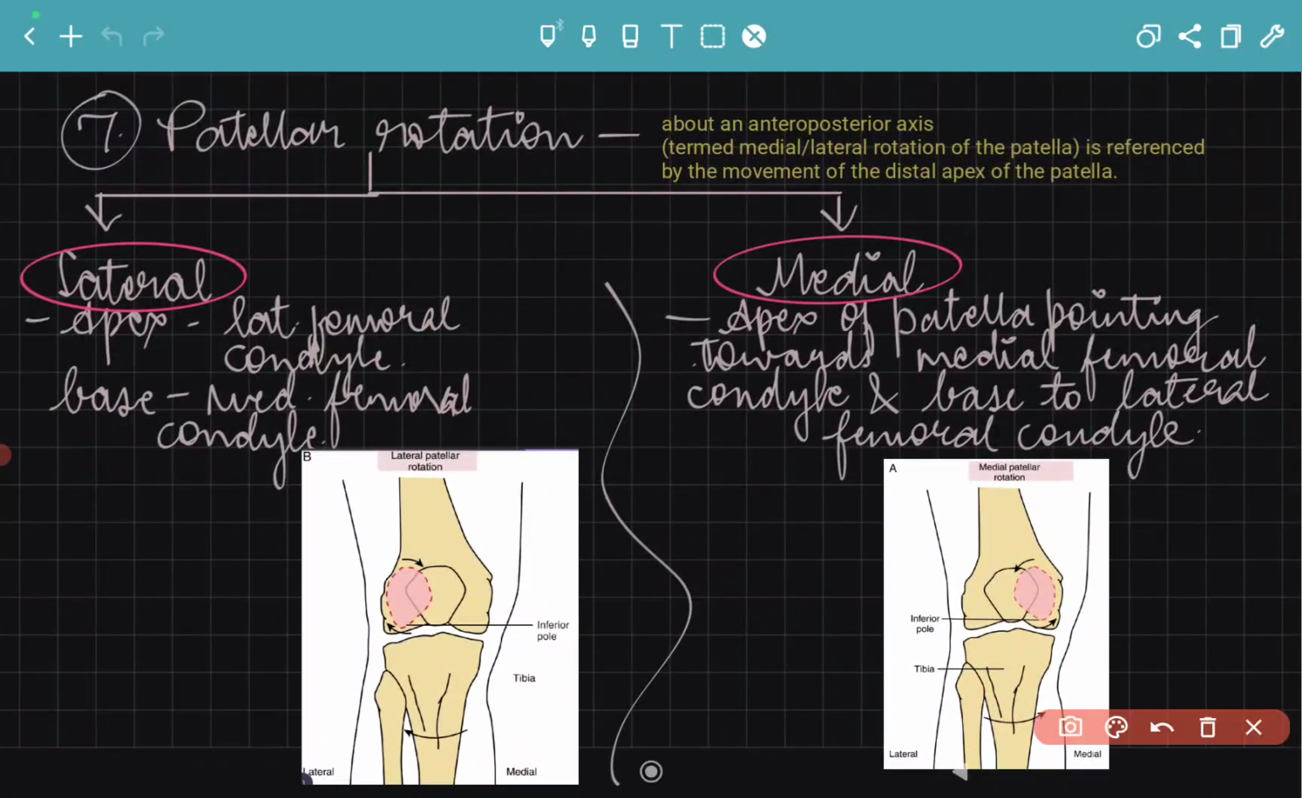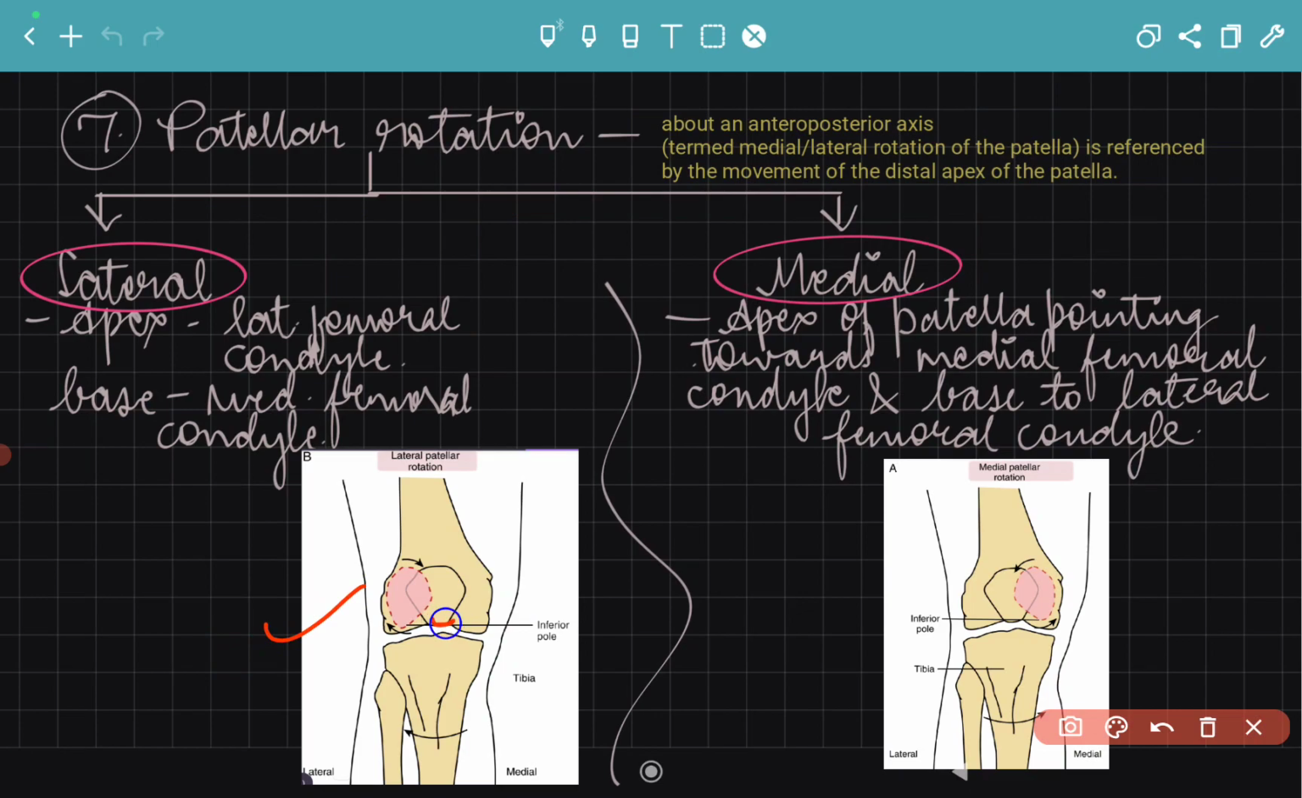Okay, so now moving on to patellar rotation. Rotation occurs about an AP axis, antero-posterior axis. So there will be lateral or medial rotation of patella. And there also we will observe the distal apex of the patella. Apex is distally. So we will observe the apex of the patella, how it moves.